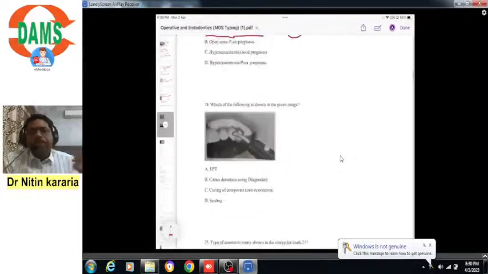Move over to the next question, another image based question. Which of the following is shown in the given image? A rather straightforward question. EPT or electric pulp tester, caries detection using Diagnodent, curing of composite resin restoration, or sealing. As you can see, this device is placed on an isolated tooth surface. So basically this is an electrical pulp tester. The answer to the question would be A.